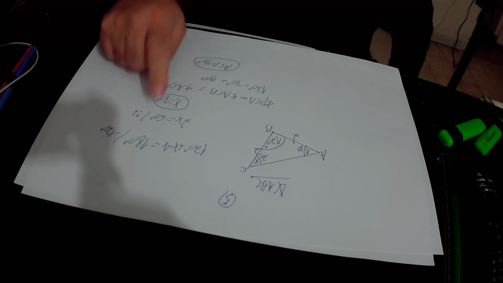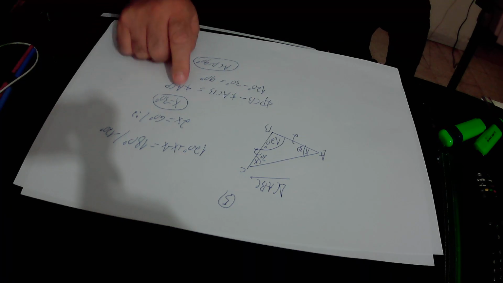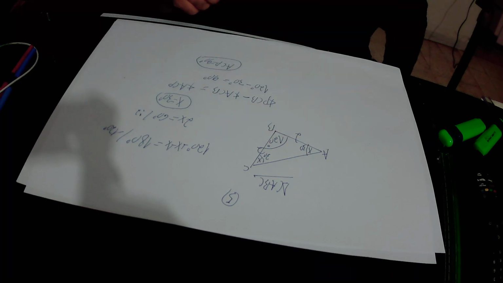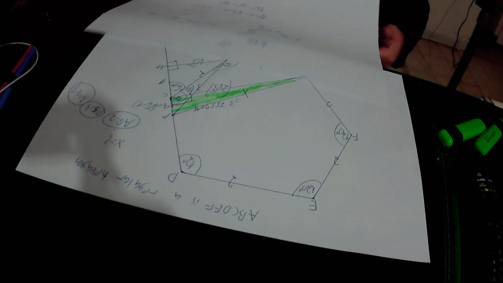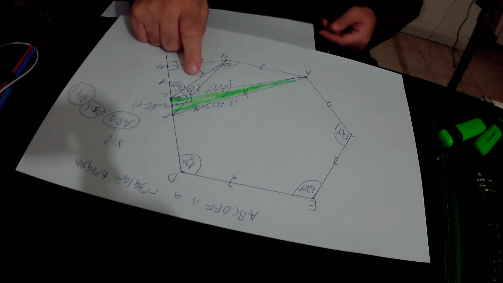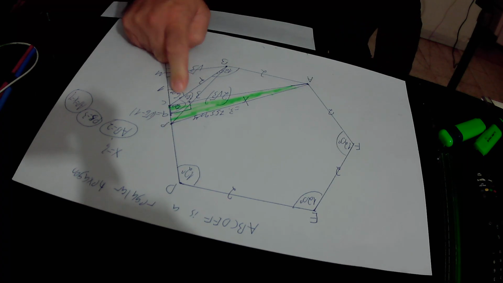So 2x equals 60 degrees. Here we divided this equation by 2 and found that x equals 30 degrees. So this angle equals 30 degrees and this angle also equals 30 degrees. Then, here, this angle ACB equals 30 degrees.